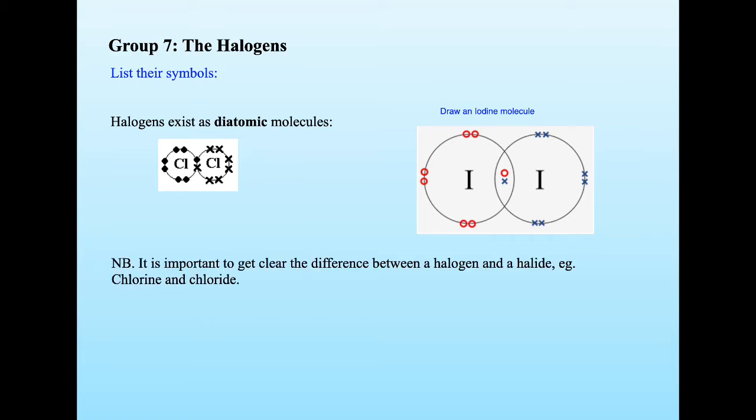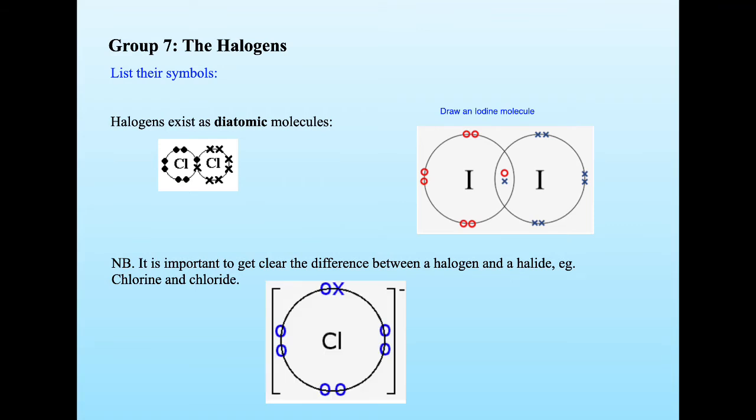Okay, now very, very important, get a difference in your brain between halogen and halide. Halogen means salt maker, and it's not surprising they're called salt makers because they're found in lots of different salts and in the sea. So halogen makes the salt, but once it's made the salt is called a halide. So halogen is the element, halide is the ion and the salt. Okay, so chlorine is this, chloride is this. It's got 1 minus charge.